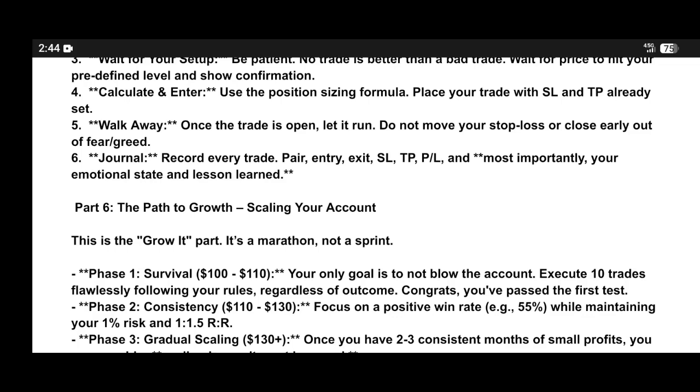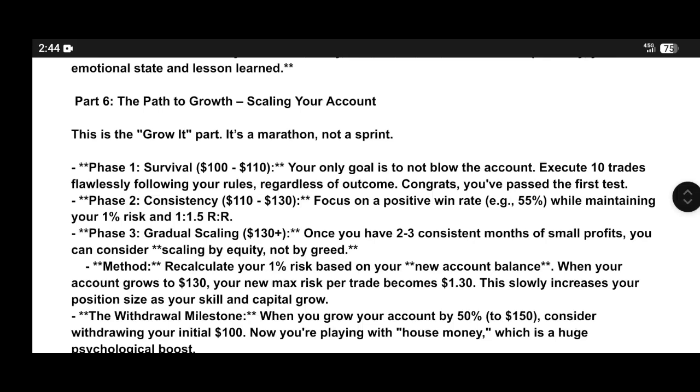Congratulations, you have passed this first test. Phase 2 is consistency, $110 to $130. Focus on a positive win rate, for example 55%, while maintaining your 1% risk and a 1 to 1.5 risk to reward.